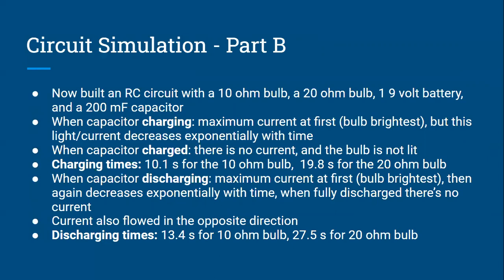And then the charging times that I measured were about 10.1 seconds for the 10 ohm bulb and 19.8 seconds for the 20 ohm bulb. And then when the capacitor was discharging, we had a very similar decrease happen. The maximum current and brightest bulb were at the beginning, and then again it decreased exponentially until it was fully discharged. There was no current. The current also flowed in the opposite direction when it was discharging. The discharge times were 13.4 seconds for the 10 ohm bulb and 27.5 seconds for the 20 ohm bulb. And these make sense because both the charging and discharging times were about twice as long for the 20 ohm bulb since it had more resistance.